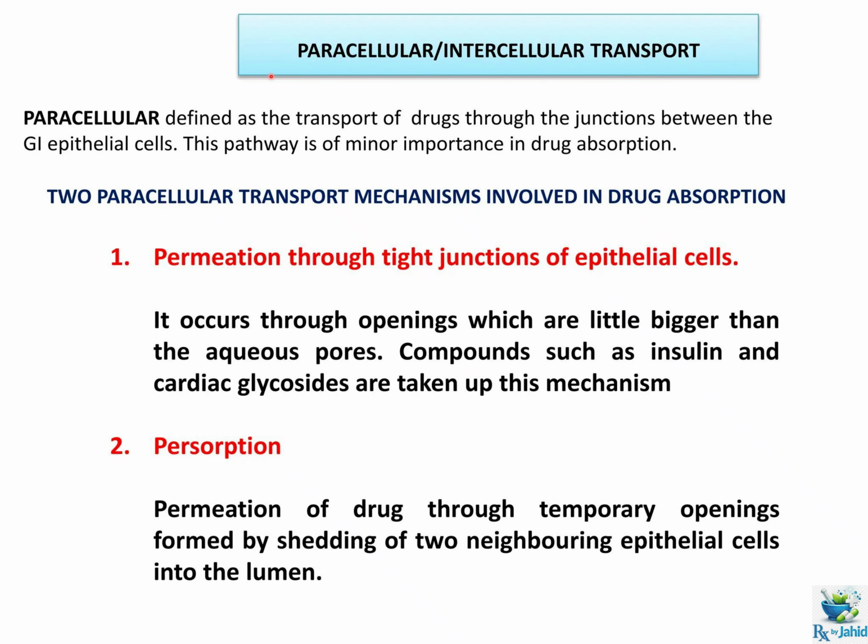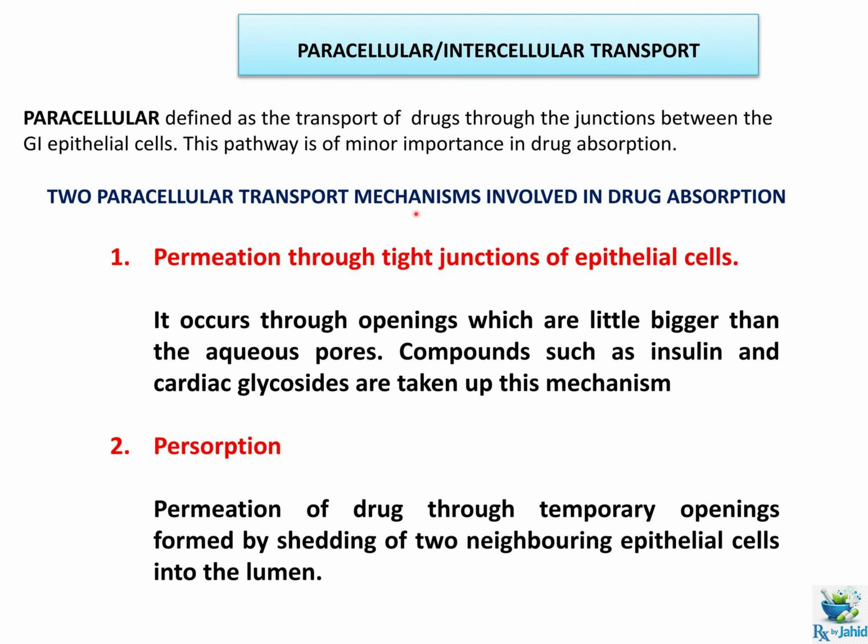Our next topic is paracellular or intercellular transport. So there are basically three transport mechanisms, that is transcellular, paracellular, and last one was vesicular. So we'll discuss now about the paracellular transport. So paracellular is defined as the transport of drugs through the junction between the GI epithelial cells. This pathway is of minor importance in drug absorption because most of the drugs pass through passive diffusion.